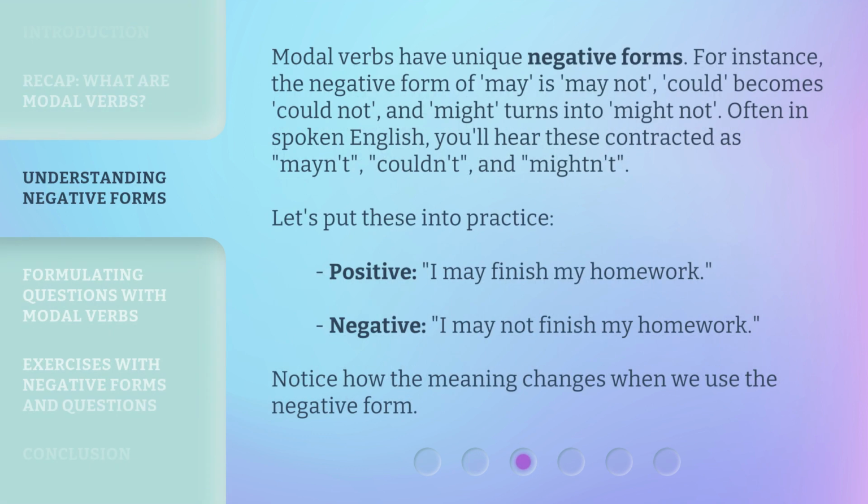Modal verbs have unique negative forms. For instance, the negative form of may is may not, could becomes could not, and might turns into might not. Often in spoken English, you'll hear these contracted as mayn't, couldn't, and mightn't.